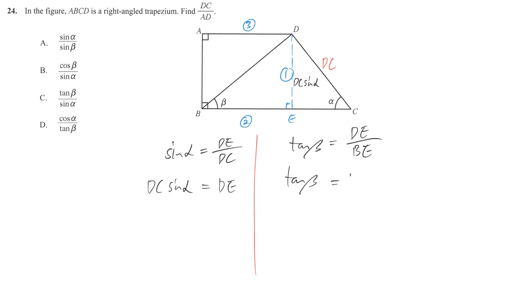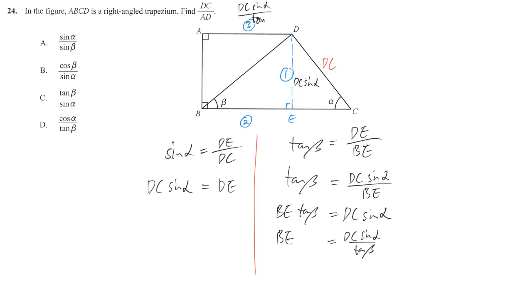DE can be expressed as DC sine alpha over BE. I hate fractions, so BE tangent beta is equal to DC sine alpha. Your target is to get BE as the subject, so I just need to remove this item. BE is DC sine alpha divided by tangent beta, which is equivalent to AD, so I can mark down AD is also DC sine alpha divided by tangent beta.